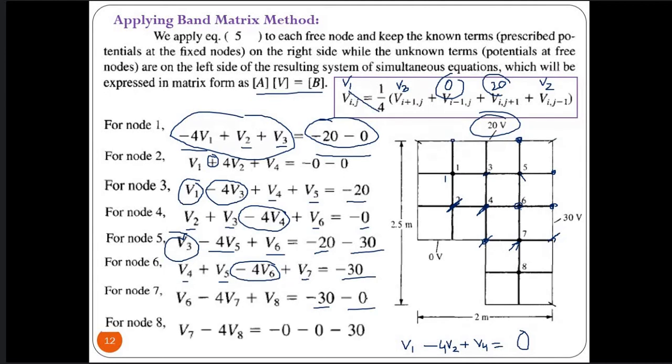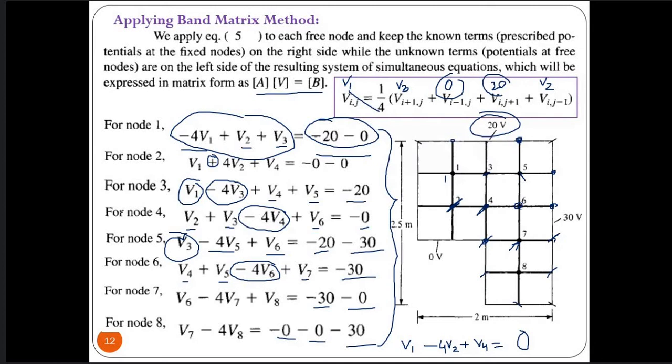For node 8, it will be V7 minus 4 V8, 0, 0, 30, because this fixed node is 0 and this fixed node is 30, so minus 0, minus 0, minus 30. So this is the set of 8 linear algebraic equations where we write down the potential of all the free nodes on the left hand side and the potential of all the fixed nodes on the right hand side.